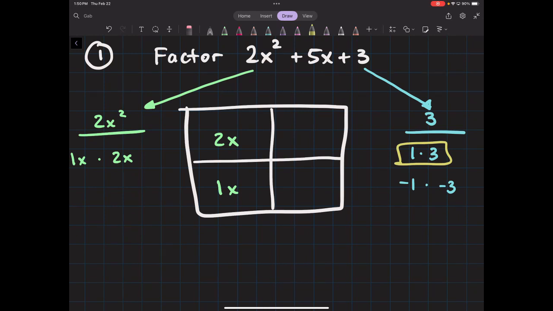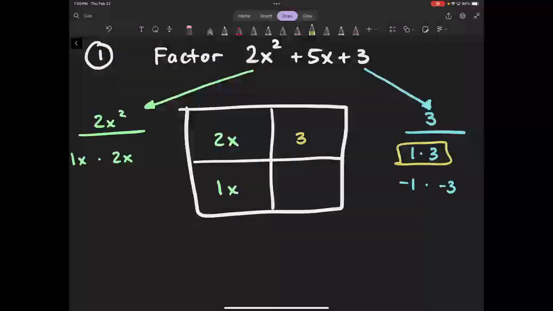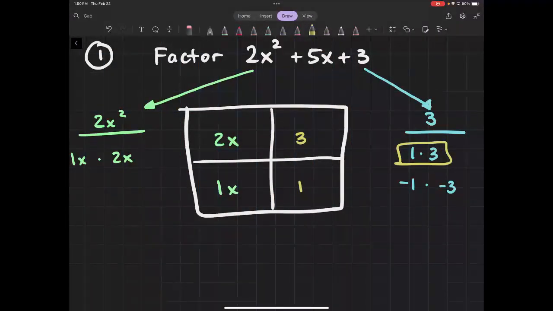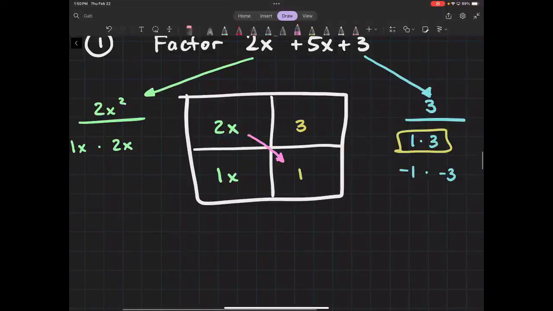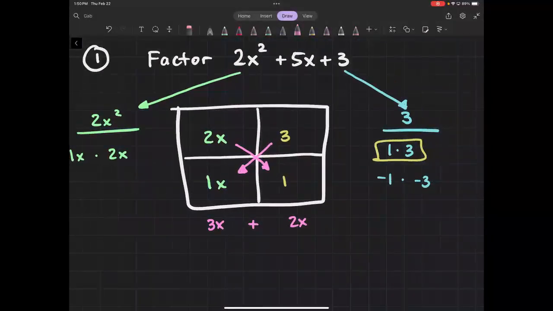Okay? So what do you guys think I should put on the top box? 3? Yes. And then 1 should go down there? Yes. Okay, so here's what we do. You multiply across. Okay, and what do you get from that? 2x. And then you multiply the 3 and the 1x. What do you get? 3x. Add them together. What is that? 5x. So we got 5x, right? So our middle term is good, yes?